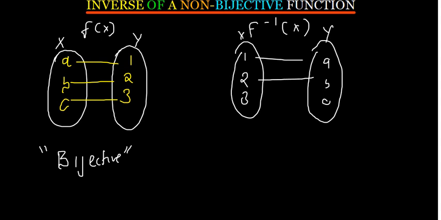So what was the domain becomes the range, what was the range becomes the domain. Remember, the set of x values is called the domain, the set of y values is called the range. So the 1 2 3 was the range, so it becomes the domain. And the a b c was the domain, it becomes the range. So this is what happens when you find the inverse of a function.